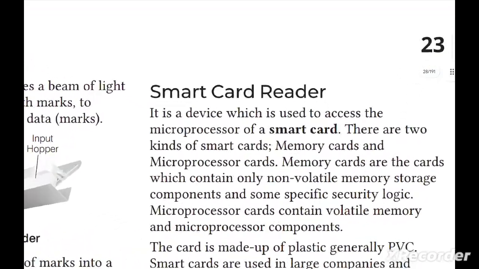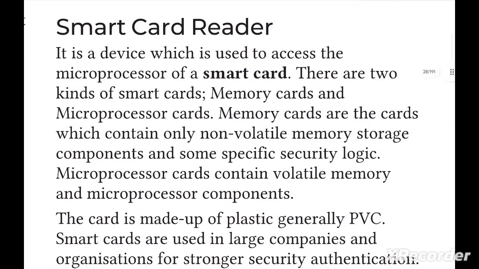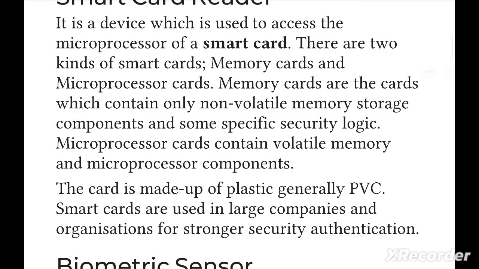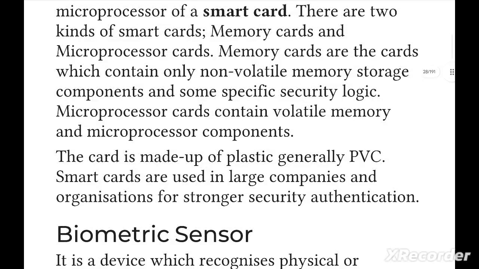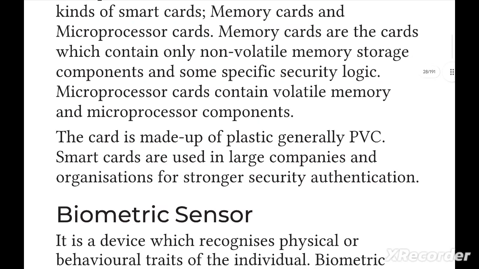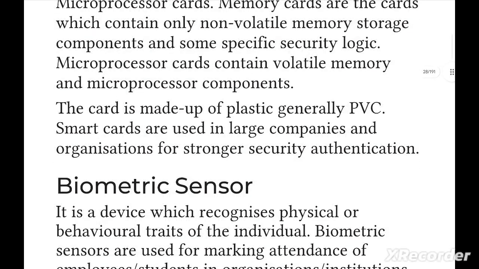Next, smart card reader. It is a device which is used to access the microprocessor of a smart card. There are two kinds of smart cards: memory cards and microprocessor cards. Memory cards are the cards which contain only non-volatile memory storage components and some specific security logic. Microprocessor cards contain volatile memory and microprocessor components. The card is made up of plastic, generally PVC. Smart cards are used in large companies and organizations for stronger security authentication.